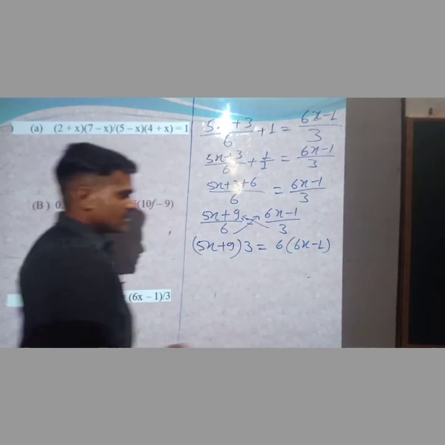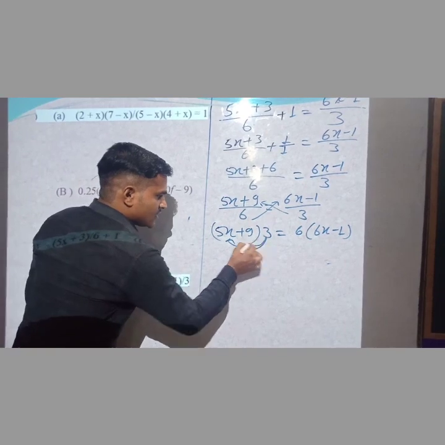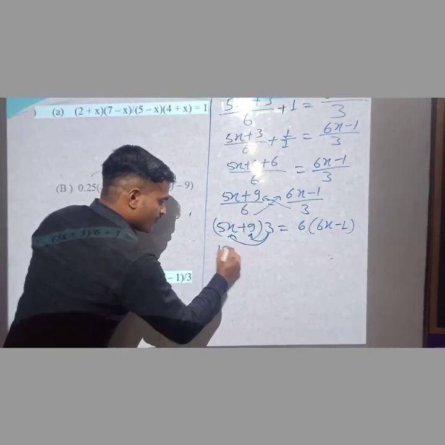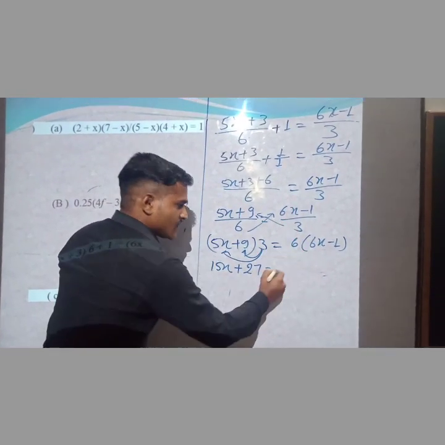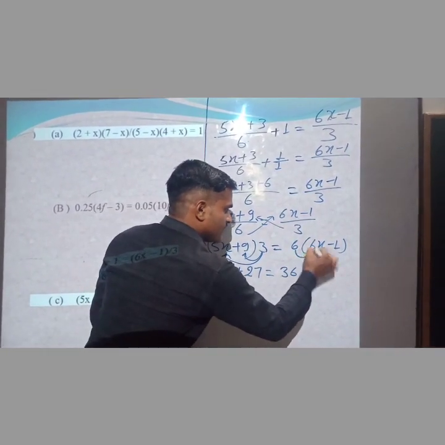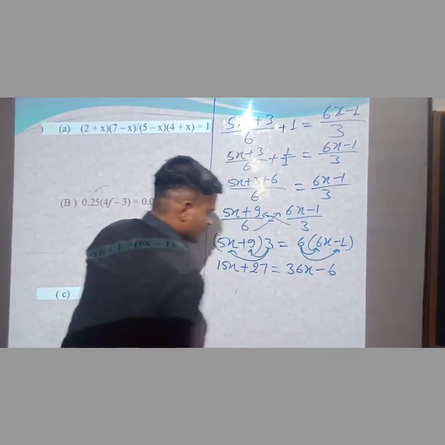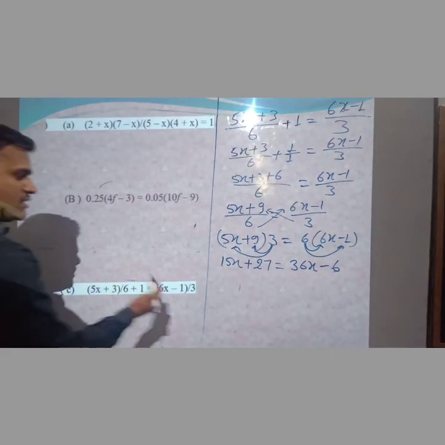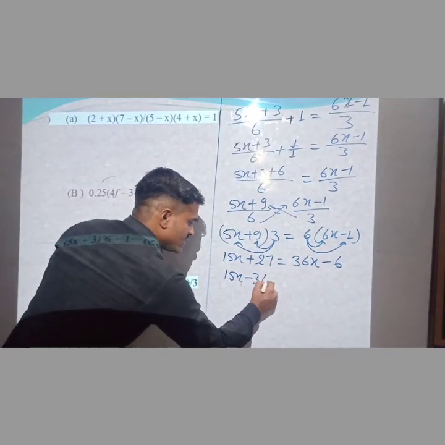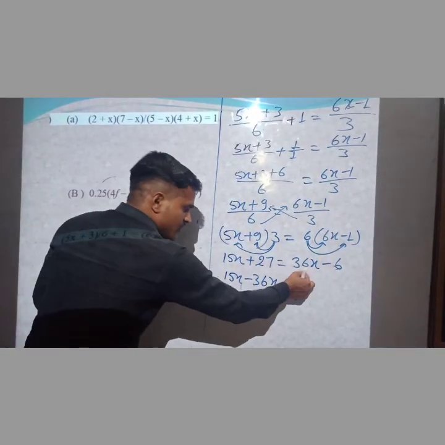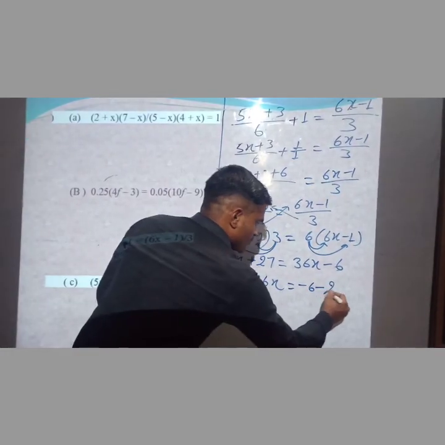So when we cross multiply, we get (5x plus 9) multiplied by 3 is equal to 6 multiplied by (6x minus 1). 3 is multiplied here and here: 3 fives are 15x plus 3 nines are 27, is equal to 6 sixes are 36x minus 6. Now by transposition law, we write variables on one side and constants on the other side. So we get 15x minus 36x, and minus 6 minus 27.